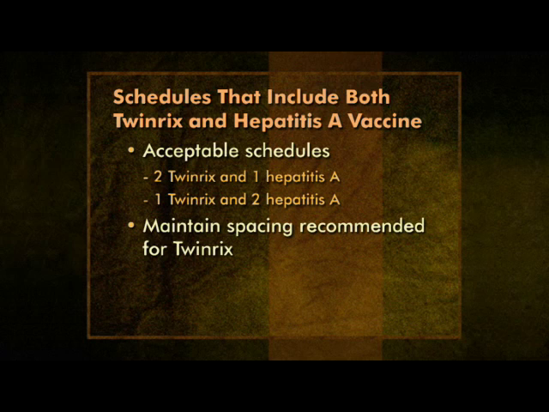If you substitute hepatitis A vaccine for Twinrix, you should maintain the spacing recommended for Twinrix: 1 month between doses 1 and 2, and 5 months between doses 2 and 3. If protection from hepatitis A is needed in a month, then you should consider using single antigen hepatitis A vaccine rather than Twinrix. The seroconversion rate 1 month after a dose of single antigen vaccine is about 98%. Seroconversion a month after a dose of Twinrix is about 90%.